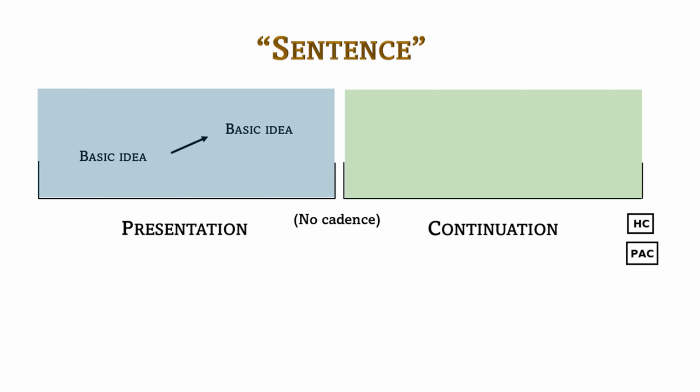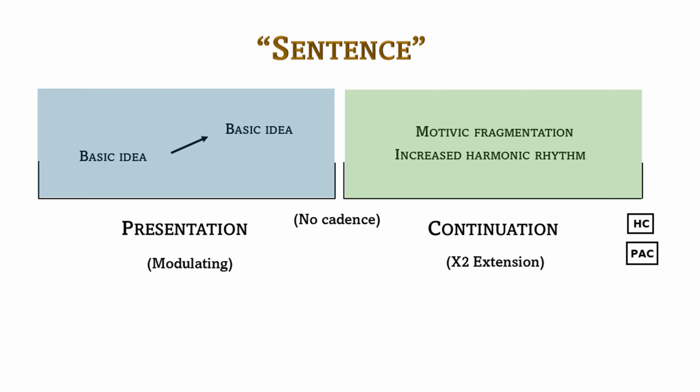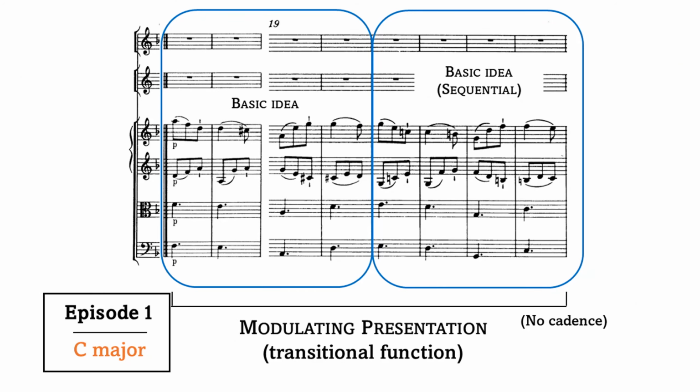Within the continuation activity, it's very common to find all kinds of elaboration processes, including motivic fragmentation and an increased harmonic rhythm. This is exactly what happens here, except that, in this particular sentence, we've got a modulating presentation and a repeated continuation, both standard variations within the sentence scheme. From a formal point of view, it'd be inappropriate to consider the fonta schema, used here by Mozart, as an independent transition section, for it behaves as the presentation of a bigger thematic unit.